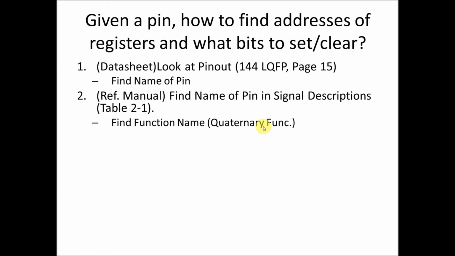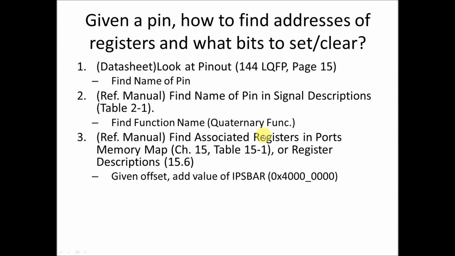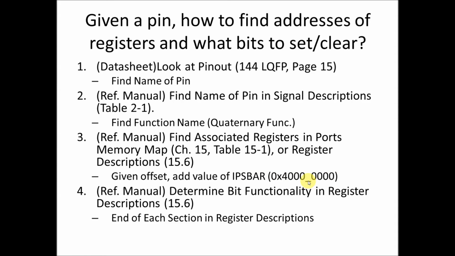This will give us most of the information we need to control the thing, because we know that we need to find the associated registers, the PAR, the DDR, and the port bits. So we find those in the port memory map, which is in Chapter 15, Table 15-1, or the register descriptions in 15.6. Then given the offset, we add the value of IPSBAR, which is this number right here, and that gives us the total address for each of the registers.